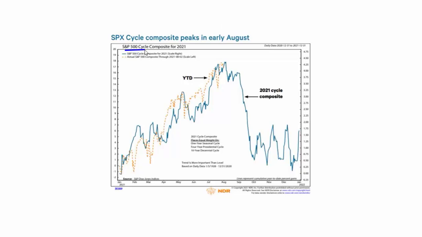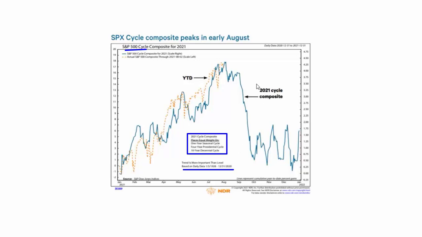This is for the S&P 500. I know this is kind of hard to read because it's a small chart. What it says here is this is the composite, equally weighted, of those three things. Down here it says it's based on the daily data from January 1928 through December of 2020.